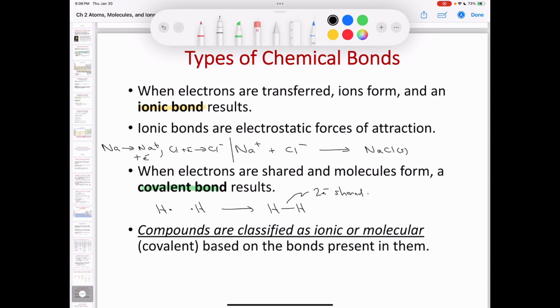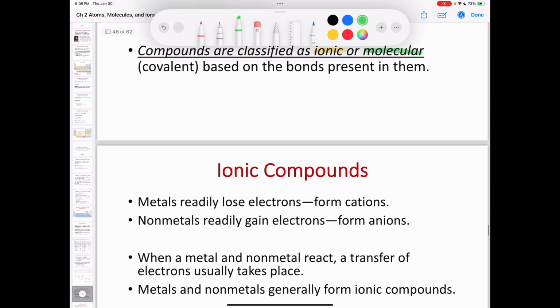So compounds are classified as ionic or molecular. If it's ionic, it's when we have two ions coming together. And if it's molecular, that's when you form covalent bonds, okay? So when you talk about molecules, like a carbon dioxide molecule or a glucose molecule, those are held together by covalent bonds. Whereas if you're talking about something that's ionic, like table salt, sodium chloride, or lithium bromide, or ammonium carbonate, or something like that, those are held together with ionic bonds, okay, which is an electrostatic force.